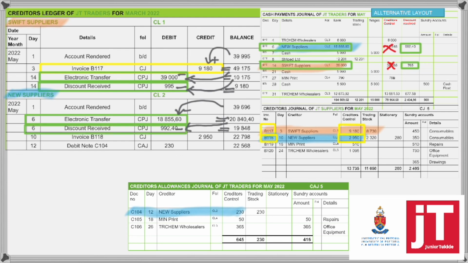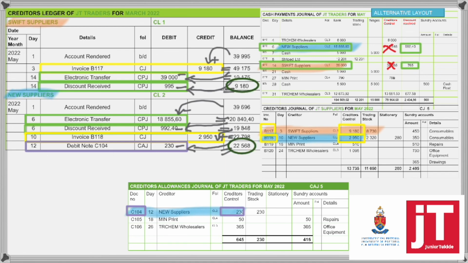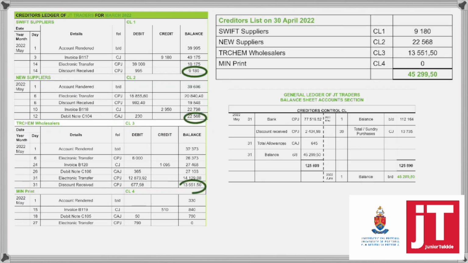Then I record the discount, and then that's a separate entry that you have to record because it's not part of the electronic transfer. It's a separate additional value that I get from my creditors. Then I have an invoice that goes and I add it, and that's the final amount. And then the last one from the allowance journal will be a debit entry, and I will minus that off to get your final totals. And then these final totals are the ones that will transfer to the creditors list.